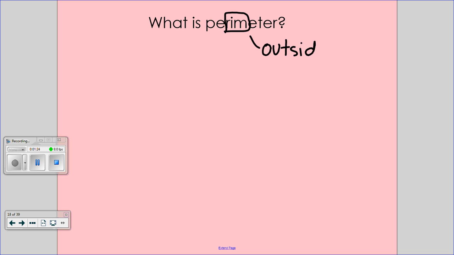So your notebook should look like my notebook. That's one trick that I use to help me remember, oh, perimeter is the outside. It does not have to be outdoors. I don't mean outside as literally out of a building. It is the outside of a shape.